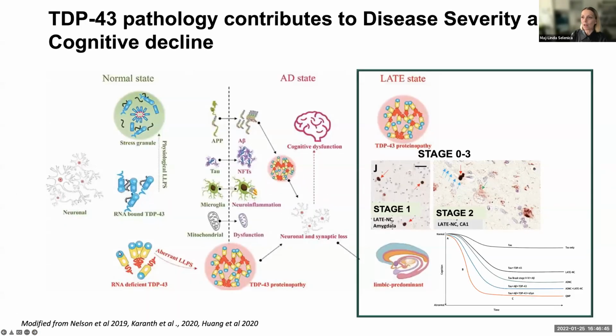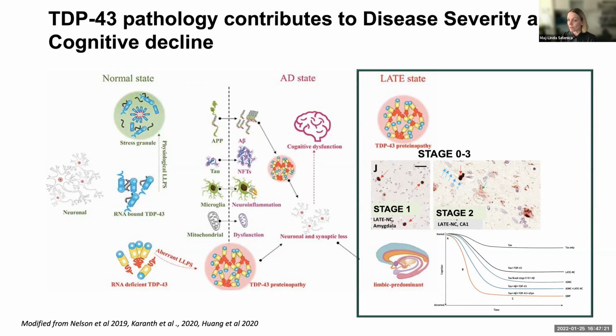As we all know, a wealth of studies has demonstrated that TDP-43 pathology is one of the hallmark pathologies of Alzheimer's disease. Moreover, studies within the last couple of years have demonstrated that TDP-43 pathology also contributes to LATE, the limbic-predominant age-related TDP-43 encephalopathy. Moreover, the TDP-43 proteinopathy in LATE progresses in 3 stages from amygdala to hippocampus and then cortex.